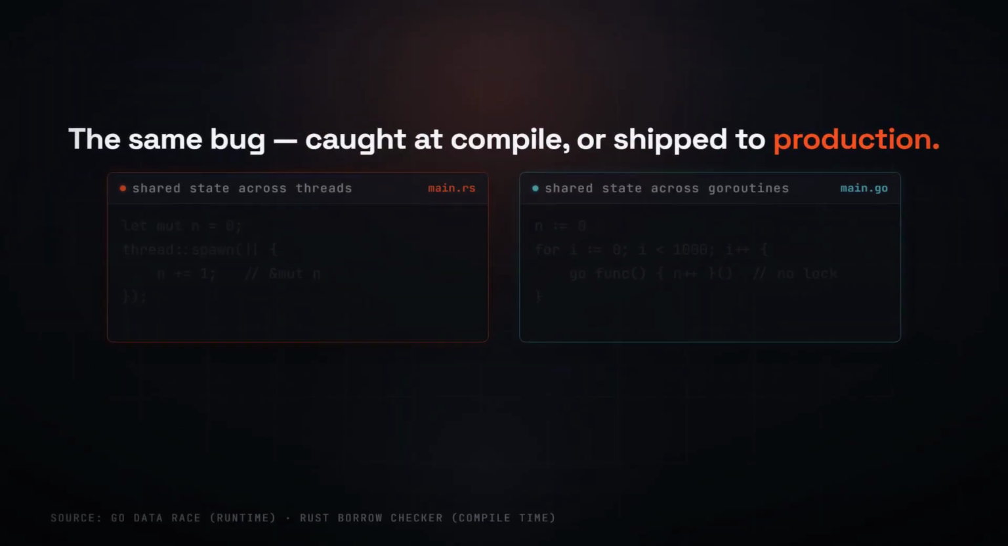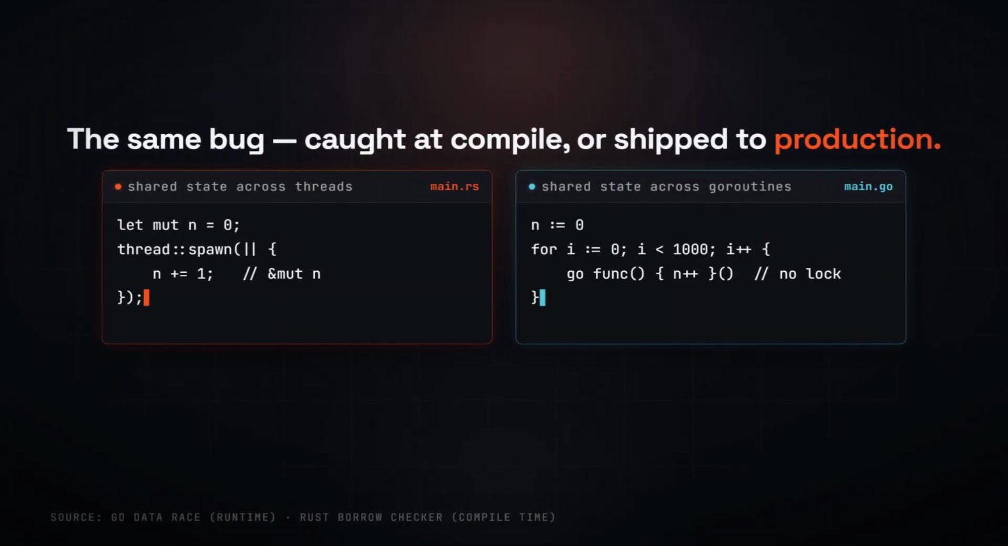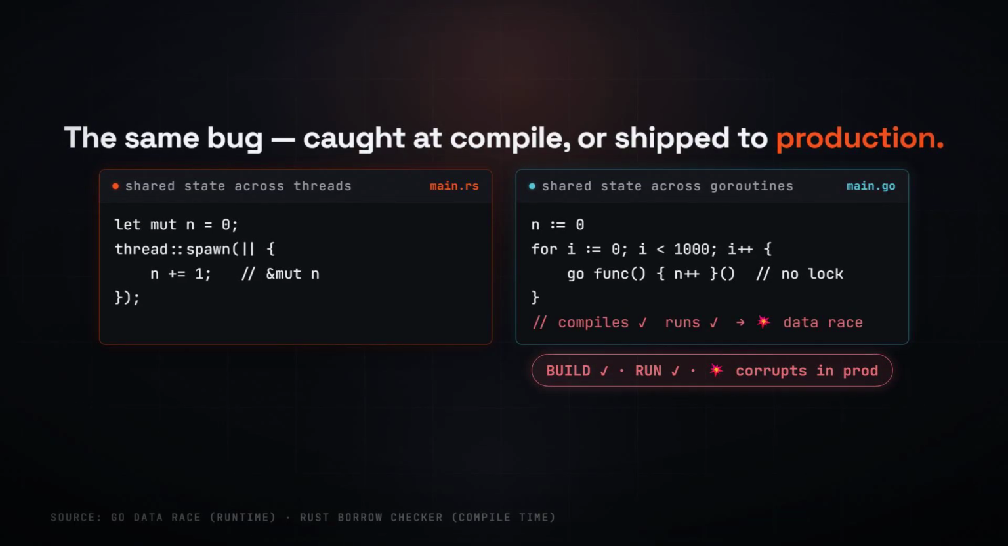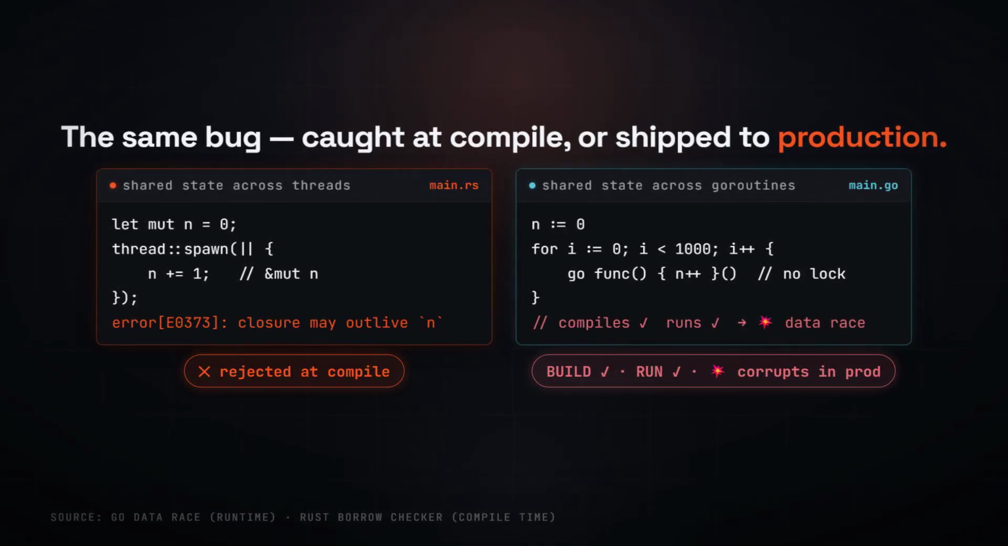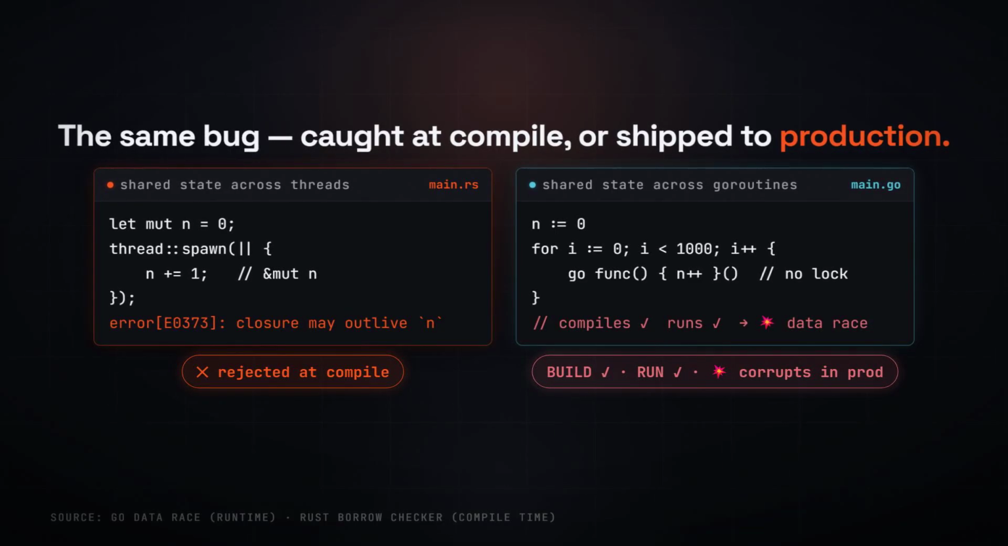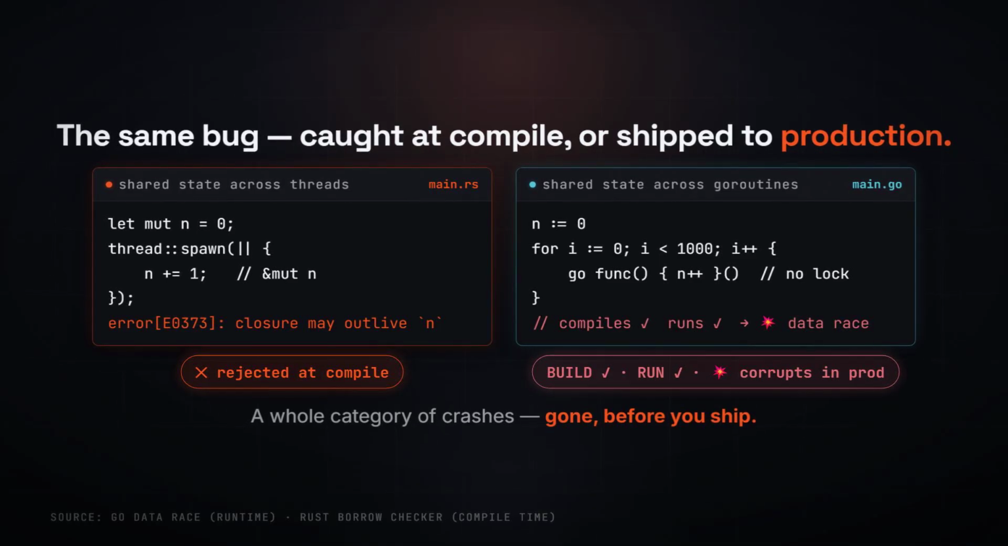Watch what that catches. Here is a classic bug. Two threads writing the same data at once. In Go, it compiles, it runs, and one day it corrupts in production. In Rust, the borrow checker refuses it at compile time. You cannot share mutable state across threads without a lock. A whole category of crashes, gone, before you ship.